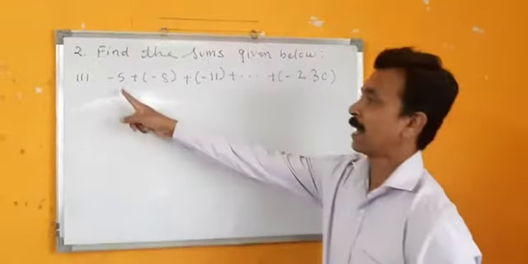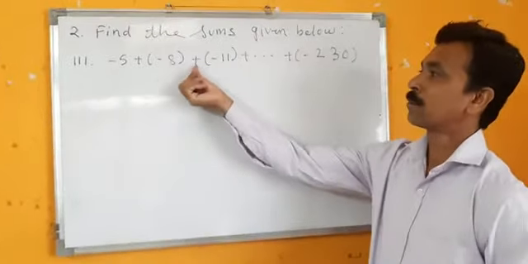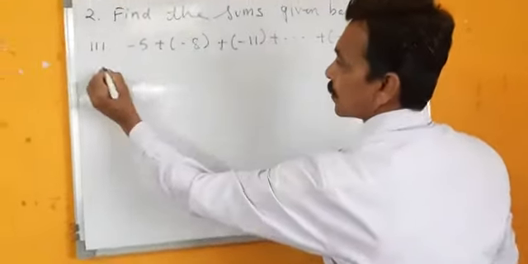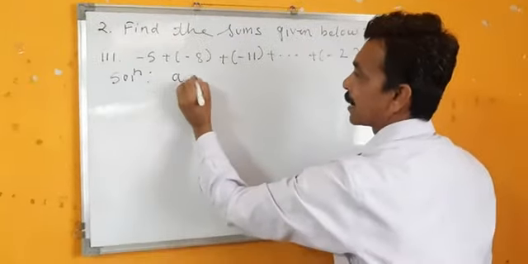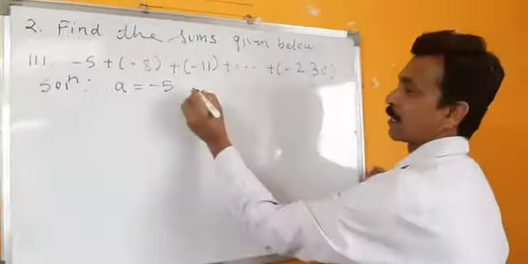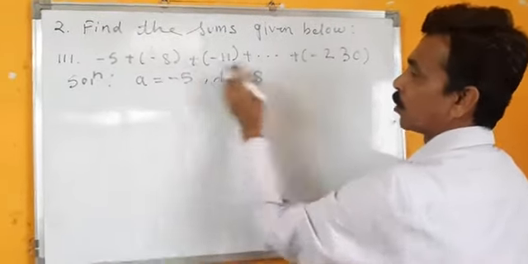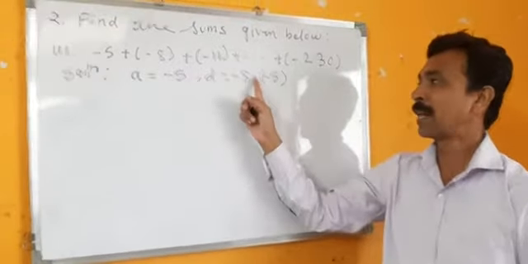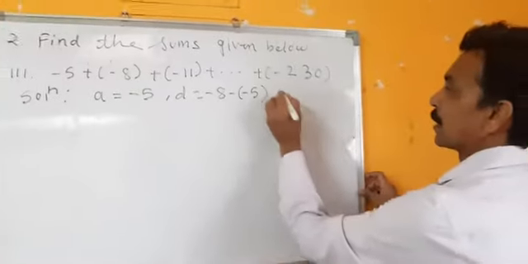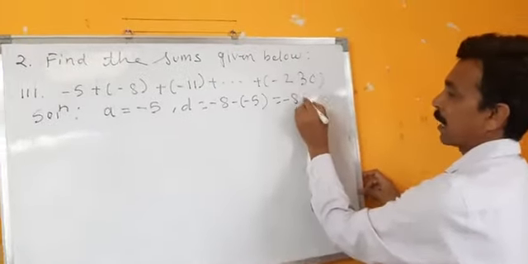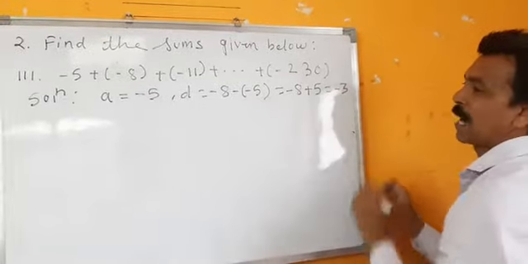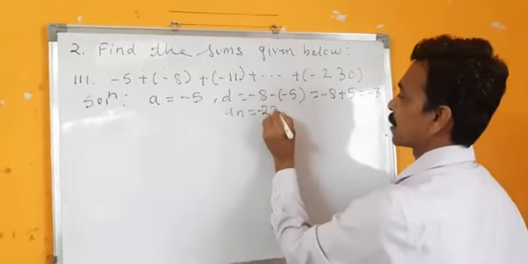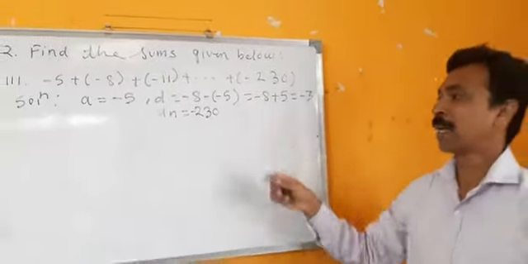Third bit. Minus 5 plus of minus 8 plus of minus 11 plus ... plus of minus 230. So let's see what the values are. A is equal to minus 5. D is equal to A2 minus A1. Right? A2 is what? Minus 8 minus A1. A1 is what? Minus 5. This is minus 8 plus 5, which is equal to minus 3. And what is AN? AN is given as minus 230.